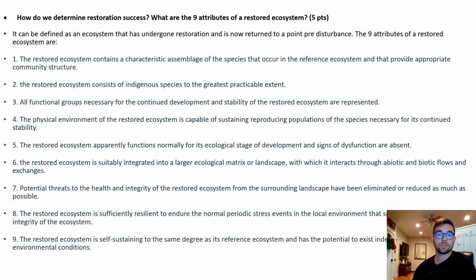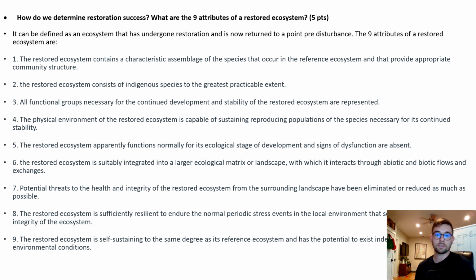5. The restored ecosystem apparently functions normally for its ecological state of development and signs of dysfunction are absent. 6. The restored ecosystem is suitably integrated into a larger ecological matrix or landscape with which it interacts through abiotic and biotic flows and exchanges. 7. Potential threats to the health and integrity of the restored ecosystem from the surrounding landscapes have been eliminated or reduced as much as possible.